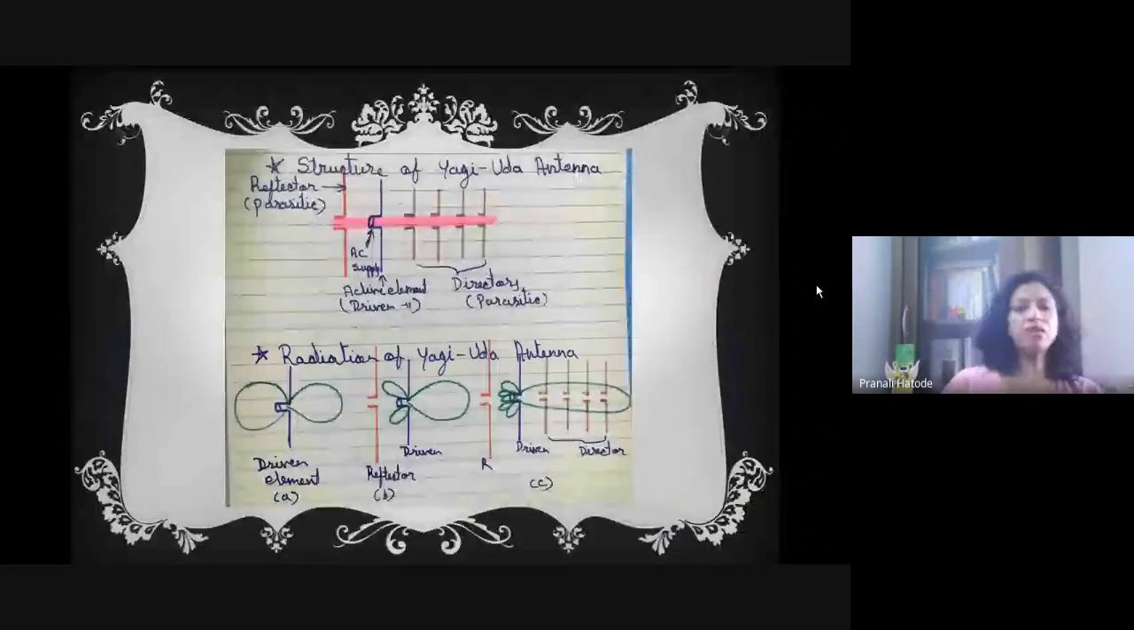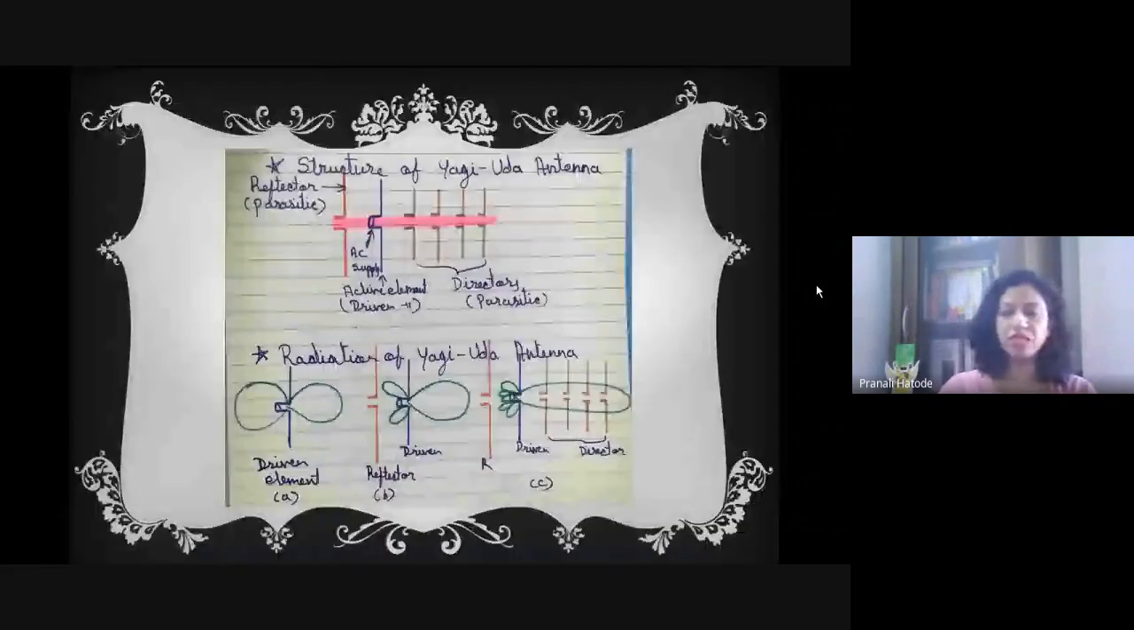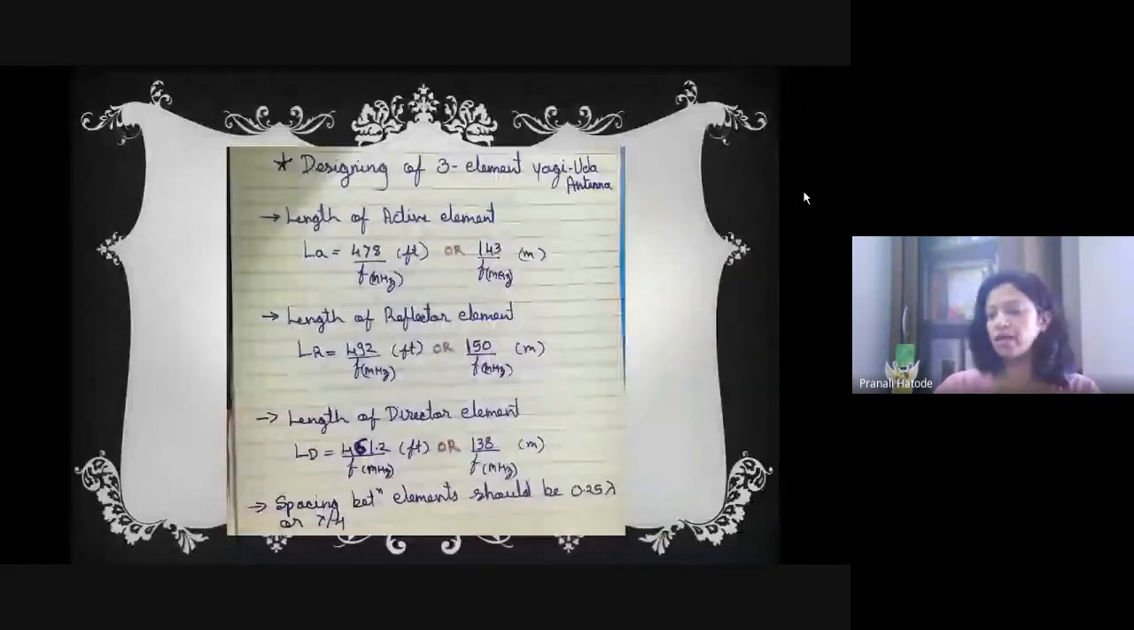The reflector will reflect the radiation back to the front side, and what the directors do is sharpen the beam to increase its gain, to direct it more towards one particular direction. This is the work of the director, and the more directors there are, the sharper your beam will be, and there will be an increase in the gain. So this is how a Yagi antenna functions. Now you can see in this slide the design equations for a 3-element Yagi antenna.